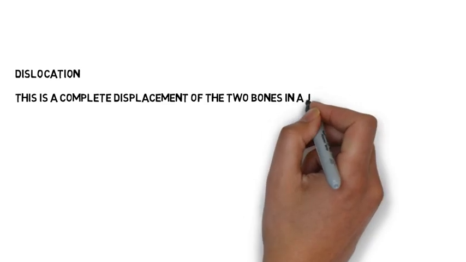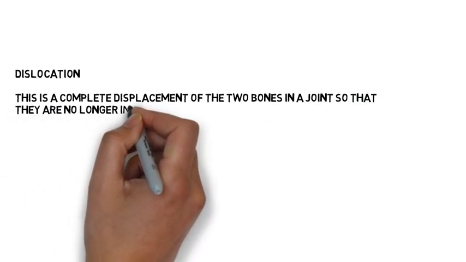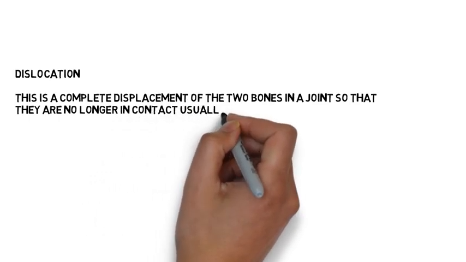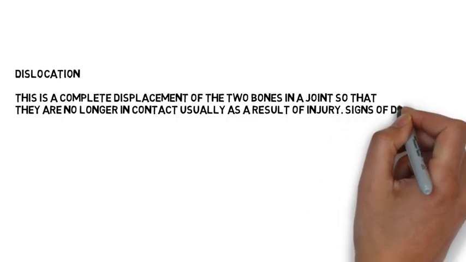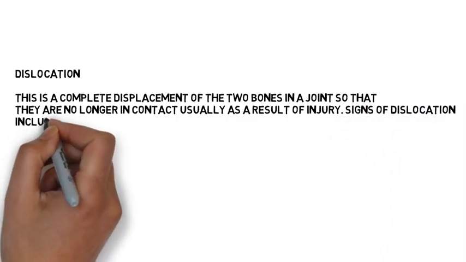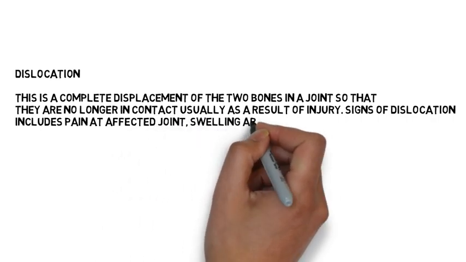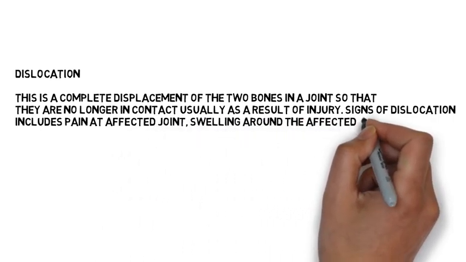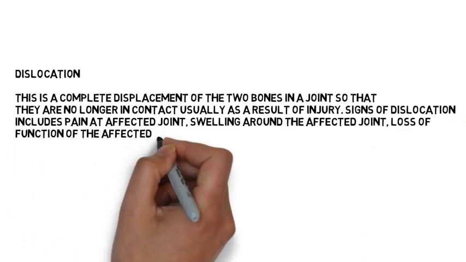Dislocation. This is a complete displacement of the two bones in a joint so that they are no longer in contact, usually as a result of injury. Signs of dislocation include pain at the affected joint, swelling around the affected joint, loss of function of the affected limb, deformity, and complications in the joint.